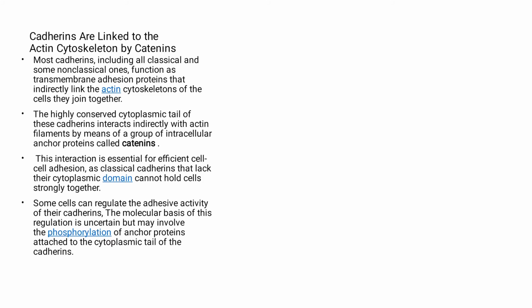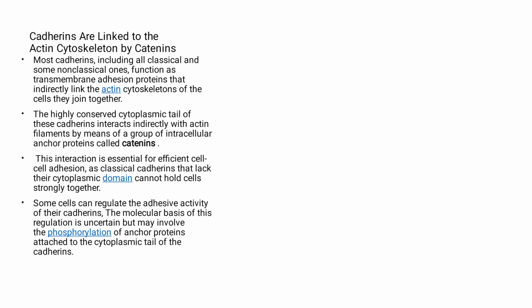So cadherins also are linked to the actin cytoskeleton by catenins. Most cadherins, including all classical and some non-classical ones, function as transmembrane adhesion proteins that indirectly link the actin cytoskeletons of the cells they join together. This arrangement occurs in adherens junctions.